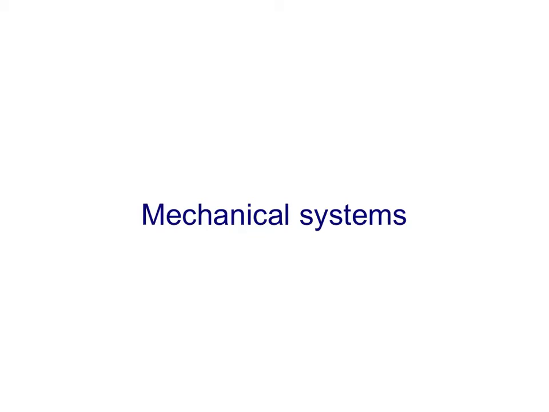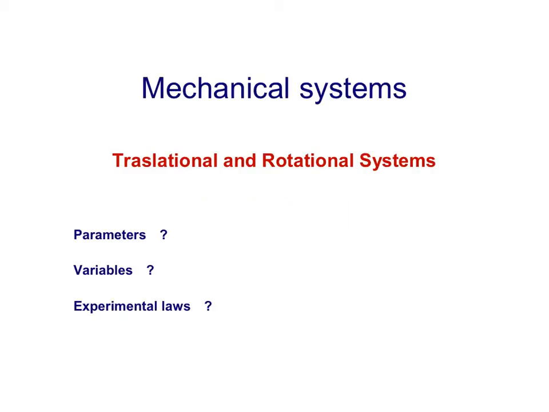Let's begin modeling mechanical systems. For mechanical systems, we can consider translational and rotational systems. What do you think are going to be parameters, variables, and experimental laws for this kind of system? Yeah, you're right. Parameters: we have mass, friction, and elasticity constant for springs. Variables are velocities, positions, and accelerations. And experimental laws are particularly the second law of Newton.